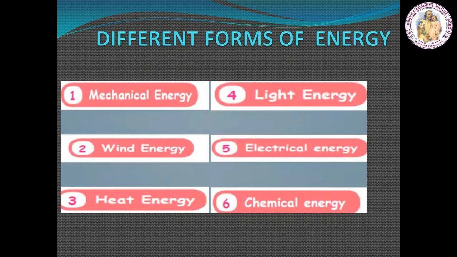Different forms of energy. We do many works in our daily life. Many of them are done physically. Some works are done with the help of instruments and devices, but they need energy to work. There are different forms of energy like mechanical energy, wind energy, heat energy, light energy, electrical energy, and chemical energy.